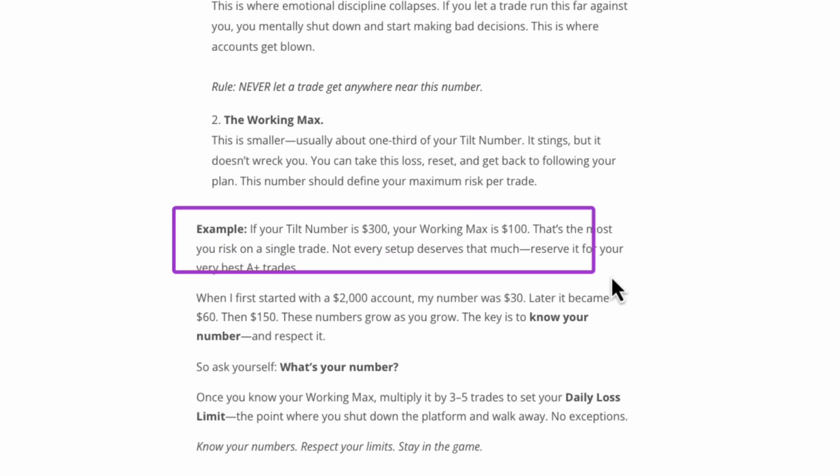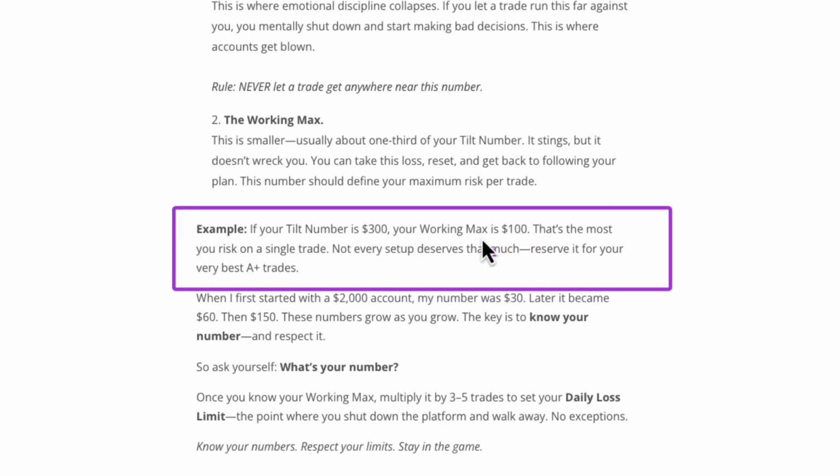For example, if your tilt number is 300, your working max is 100. That's the most you can risk on a single trade, okay? Not every setup deserves that much. Reserve it for your A-plus setups.